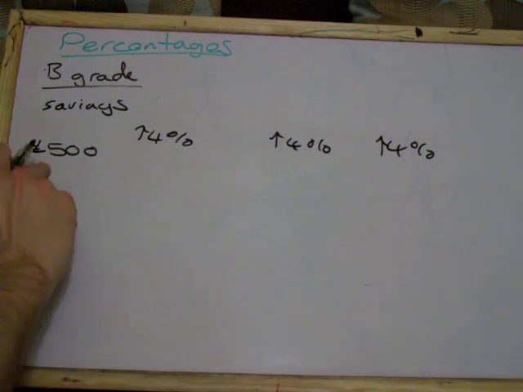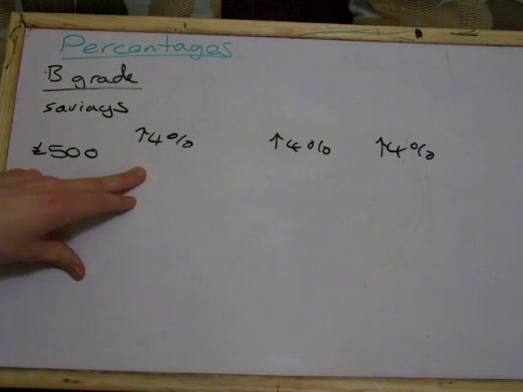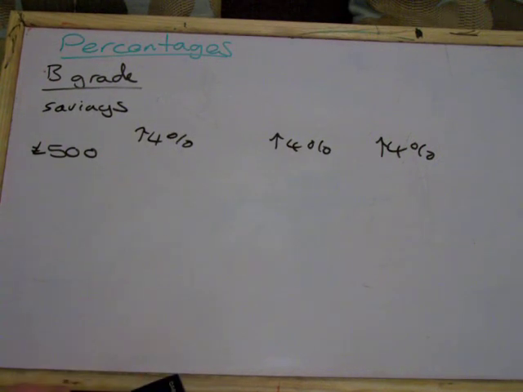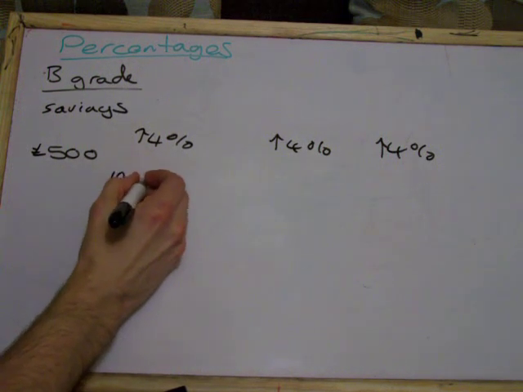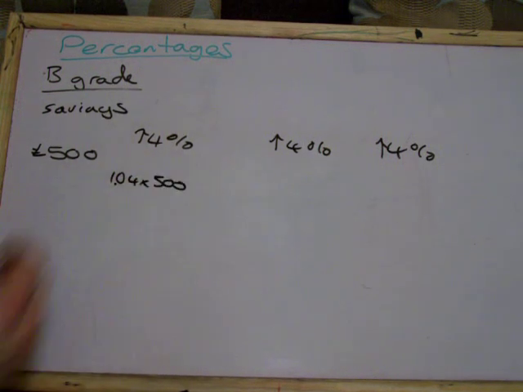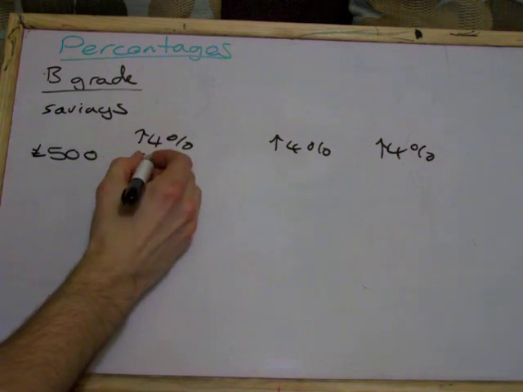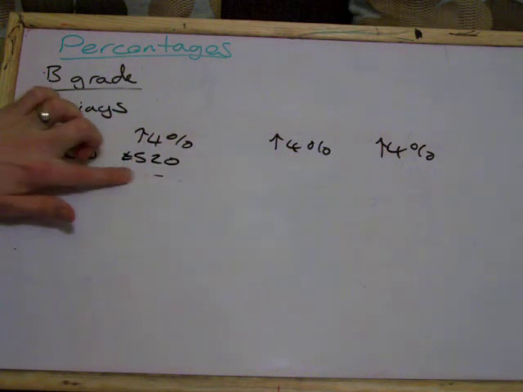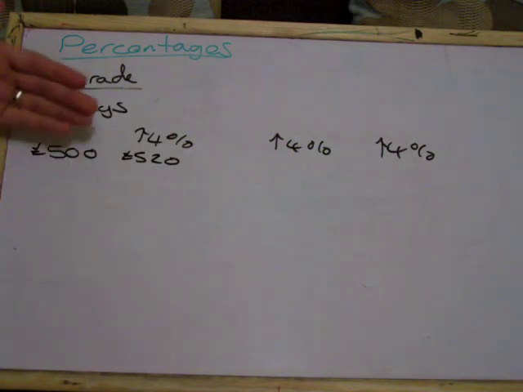What this means is at the end of the first year you're going to have 104% of what you had before. Now that's a really key thing, and for those people on the higher paper, because this is B grade material, this is important. The multiplier for this is 1.04 times 500. That'll find you 104% of 500. In this case it's going to be £520.